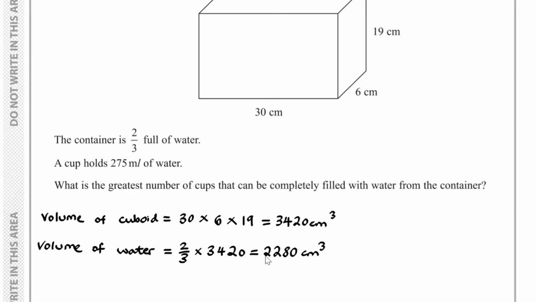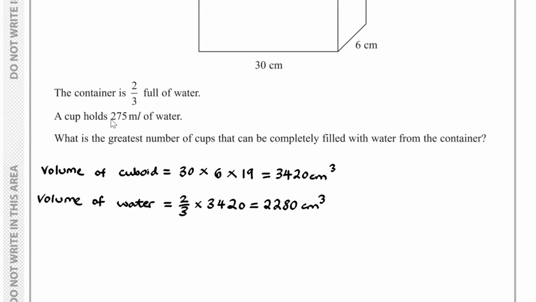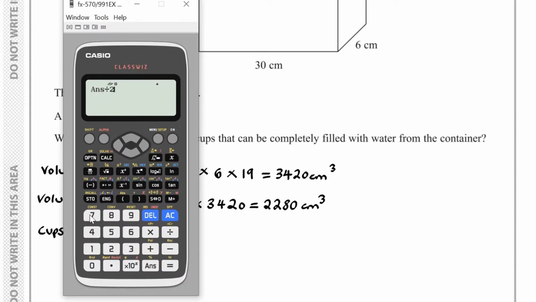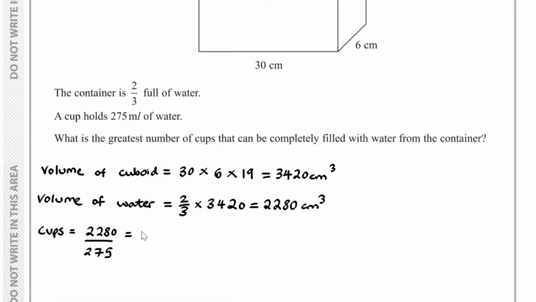centimeters cubed, and therefore the number of cups we have, bearing in mind one cup holds 275 milliliters, the number of cups we require will be 2280 divided by 275, and if we work this out, we end up with 8.29, etc.